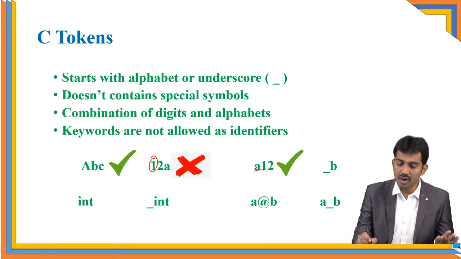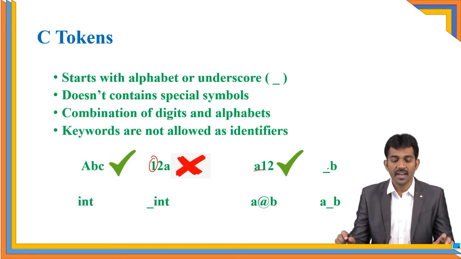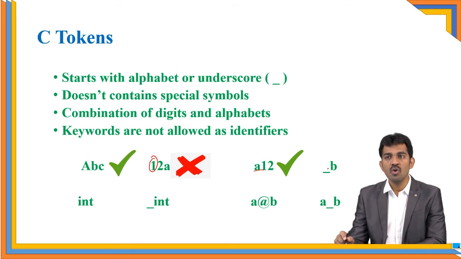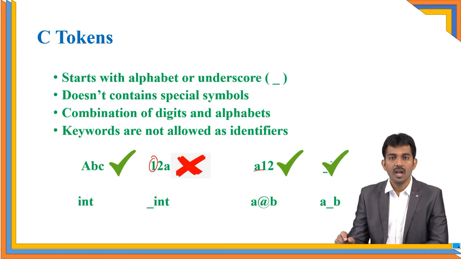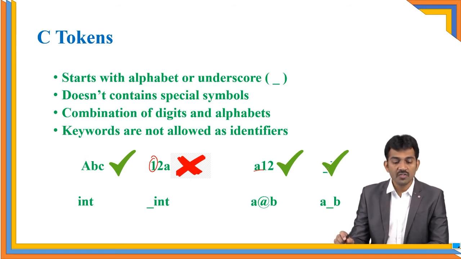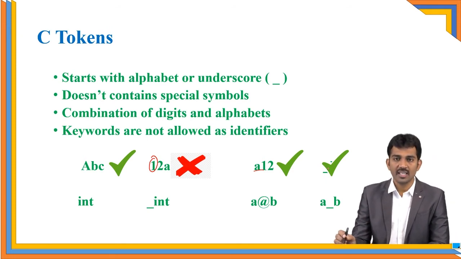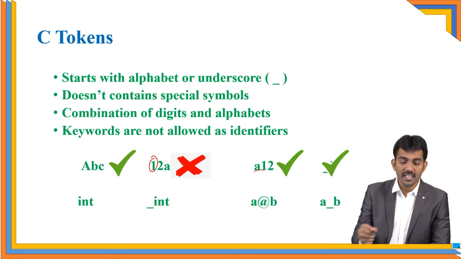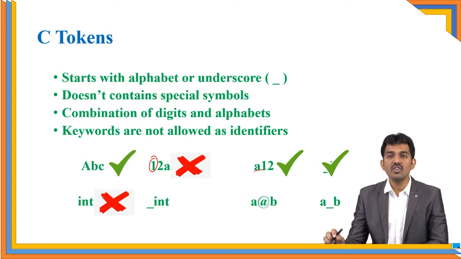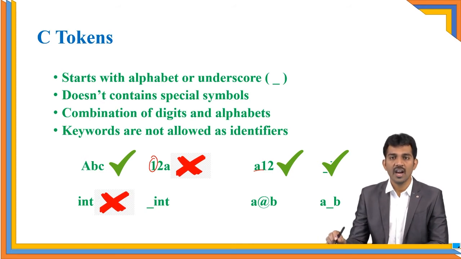Yes, it is a combination of alphabets and only one special symbol, that is the underscore. And keywords are not allowed. It is not a keyword. Exactly, this is also a valid identifier. Coming to int, it starts with an alphabet. It follows the first rule, does not contain any special symbols, and is a combination of digits as well as alphabets. And keywords are not allowed, but it is a keyword, right? So this is not a valid identifier.